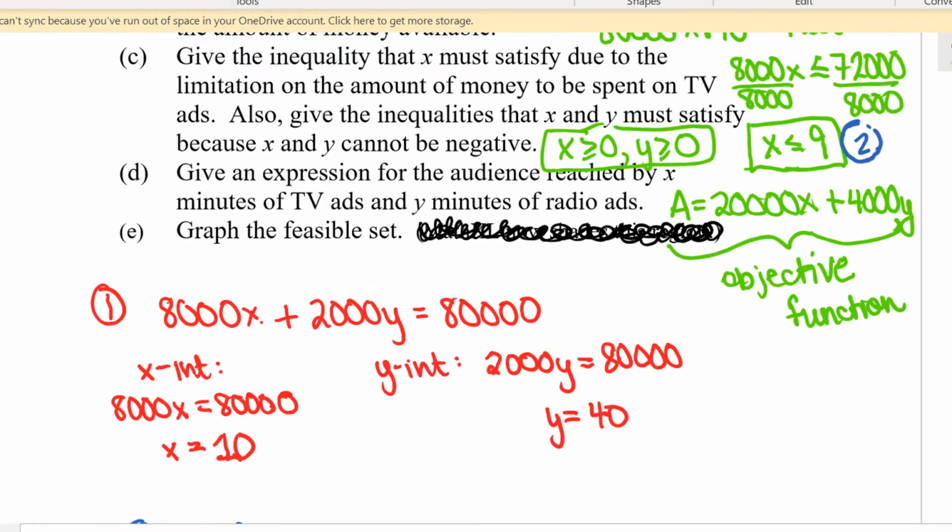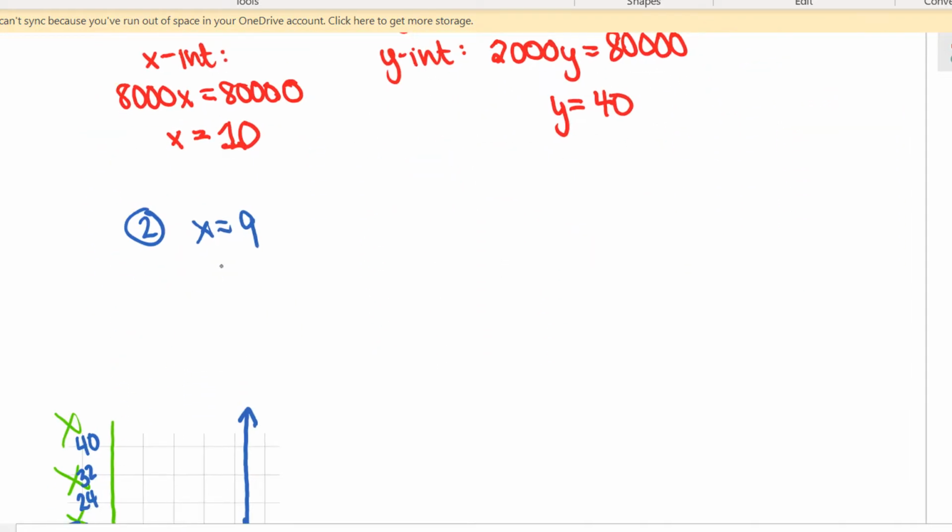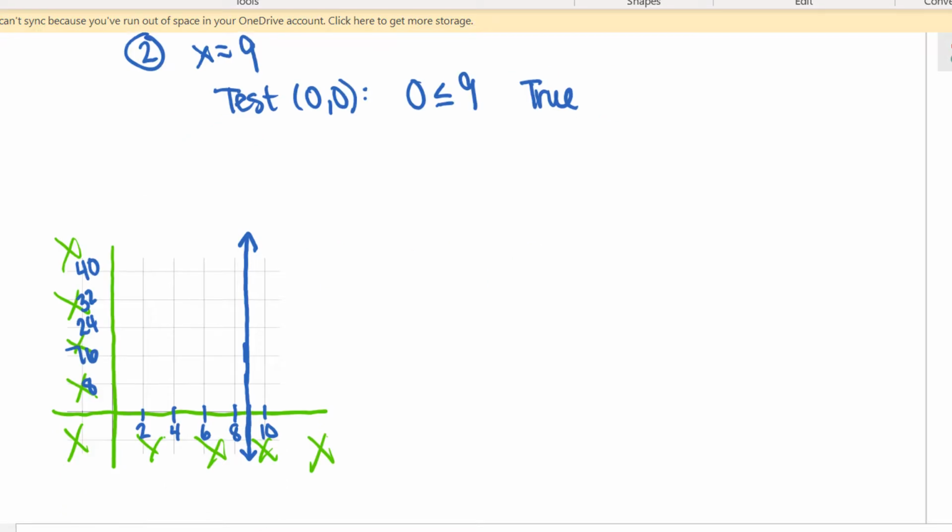And it was x less than or equal to 9. 0, 0 is not on the line, so I'll test 0, 0. So I get 0 less than or equal to 9, which is true. And 0 is to the left, so we want to cross out everything on the opposite side. So cross out everything over here.